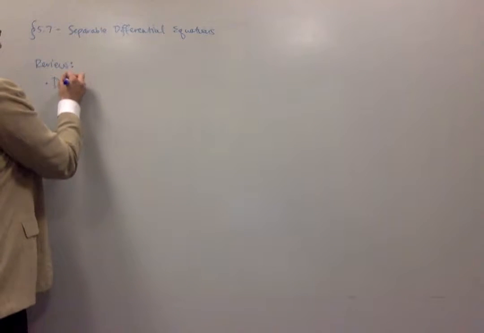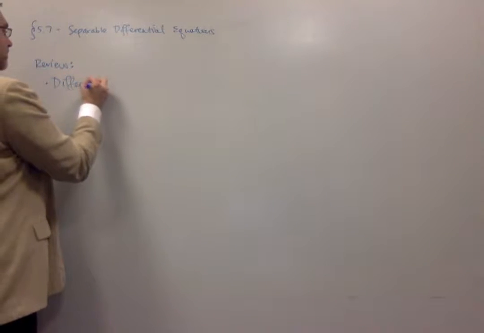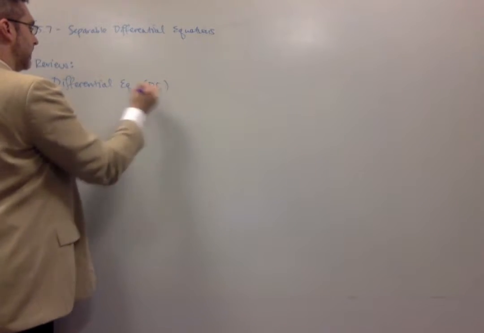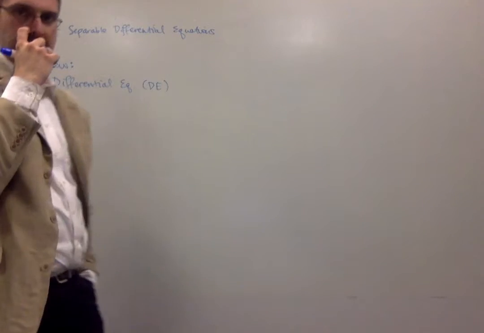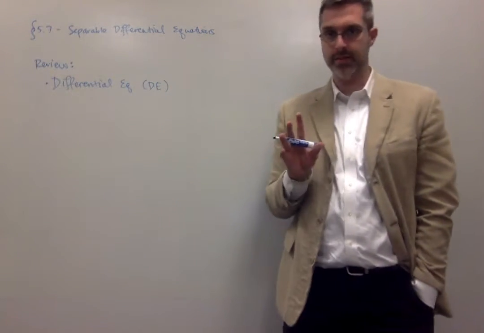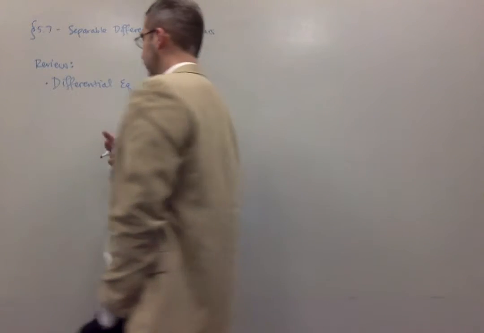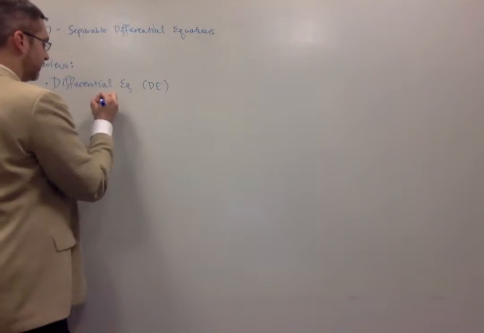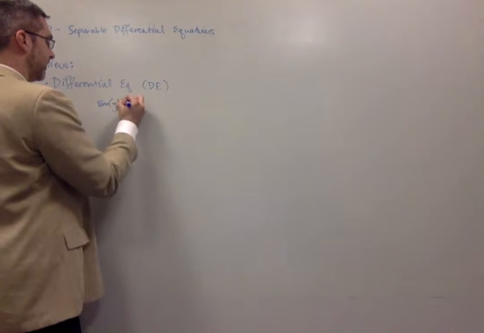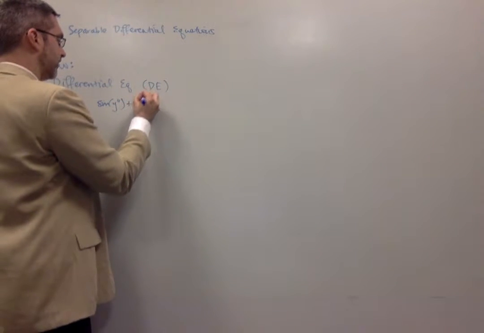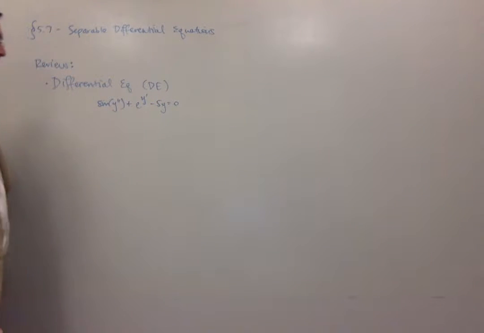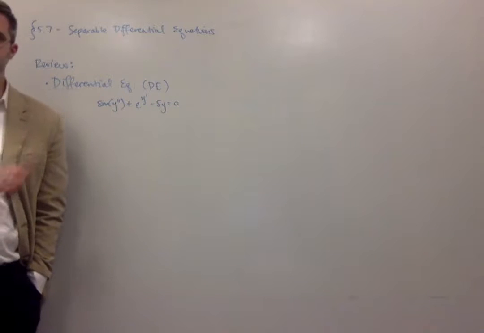So first of all, a differential equation, these are sometimes abbreviated DE. This is an equation that involves the derivative in some way. It could involve the first derivative, second derivative, etc. So you could have like the sine of the second derivative plus e to the first derivative minus 5 times the original function equals 0. That's an example of a differential equation.